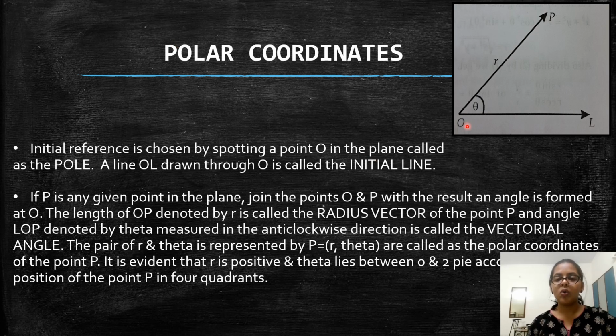So here O is the pole, line OL is known as the initial line, and P is a random point on the curve. When we join OP, an angle is formed, angle LOP, which is known as the vectorial angle, and OP is known as the radius vector, hence it is represented by the letter r.